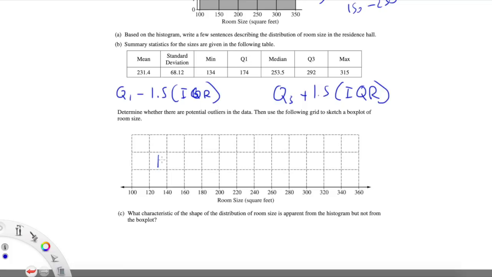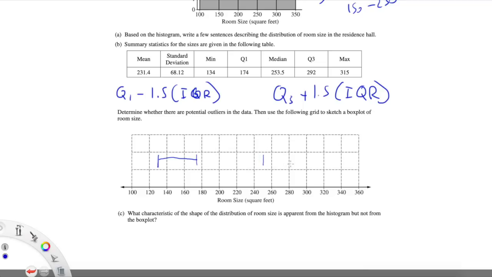Then we're going to start our box at Q1, which is going to be at 174. So right around here is the beginning of the box, and that should be a straight line. And then we're going to draw the median at 253.